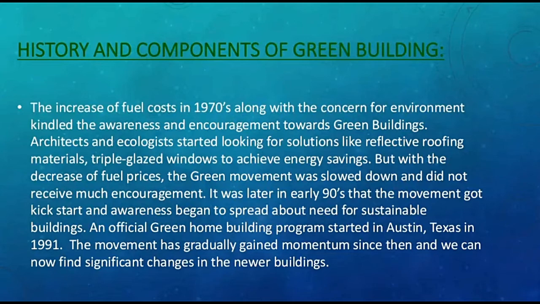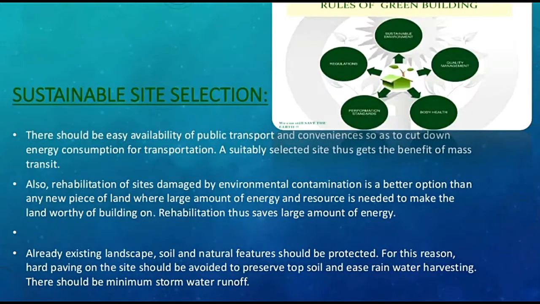It was later, in the early 90s, that the movement got a kickstart and awareness began to spread about the need for sustainable buildings. An official green home building program started in Austin, Texas in 1991. The movement has gradually gained momentum since then. We can now find significant changes in the newer buildings.